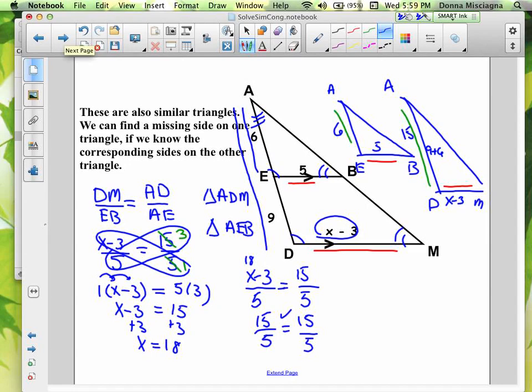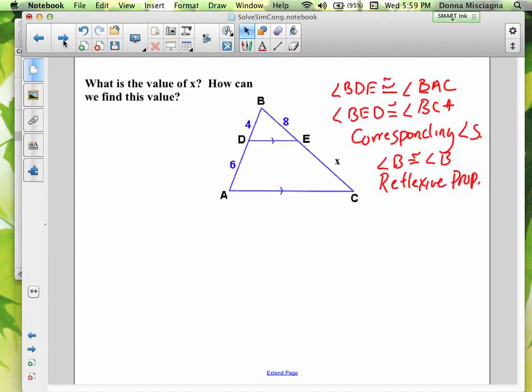All right, let's take a look at the next problem. So this one's a tricky problem. So make sure you watch this one real carefully and make sure you understand how to set this one up. The solving part, the cross multiplying and the solving for x, was not the tricky part. It's the setting up. That's the part you want to be real careful on.